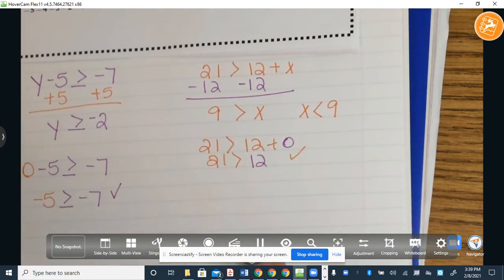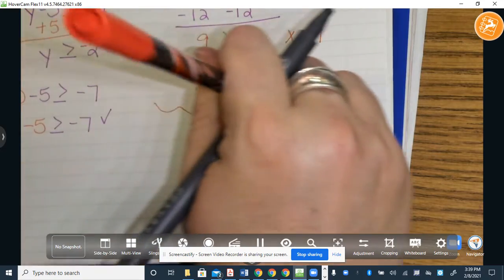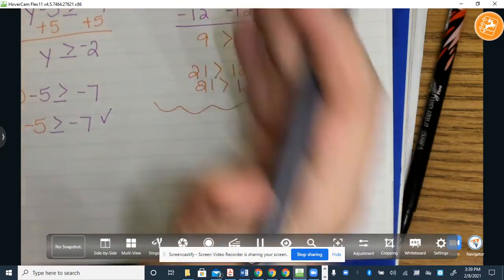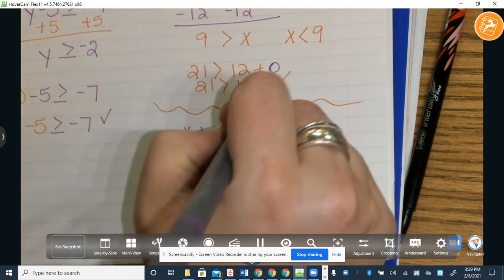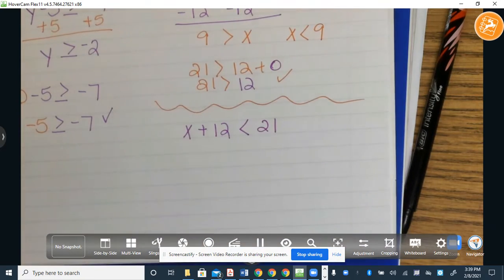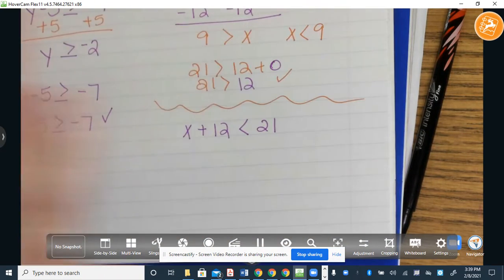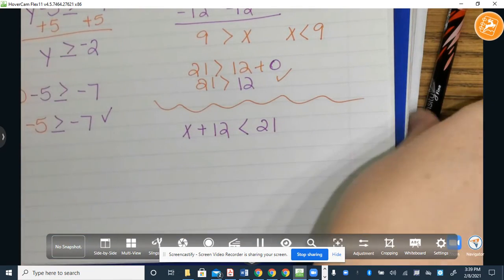Okay? But remember, I flipped it back. Now, another way you could do this is flip it before you solve it. So if I flipped it before I solved it, I get x plus 12 is less than 21. You see, I just took it and I flipped it around. Didn't change anything.